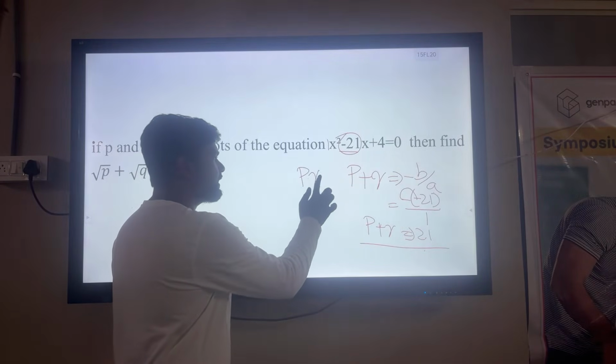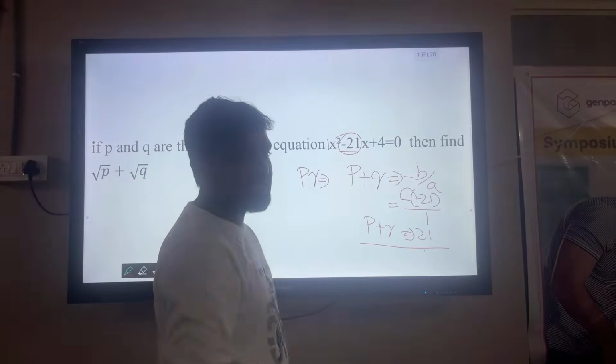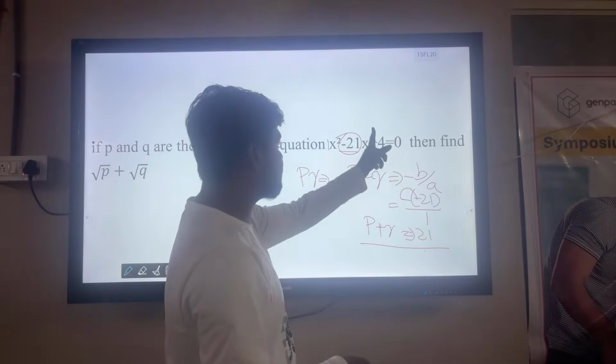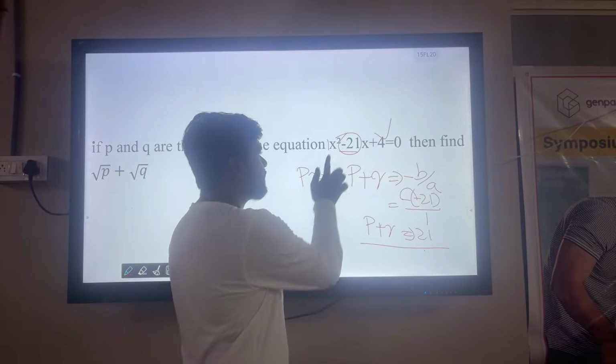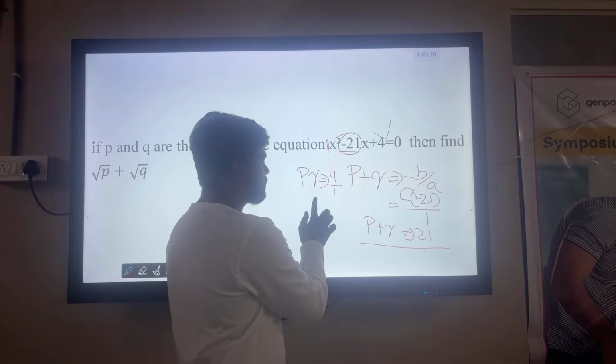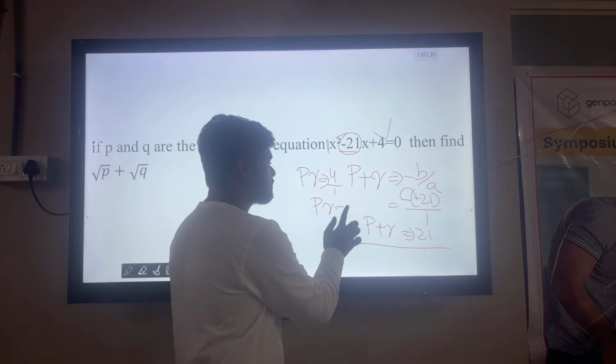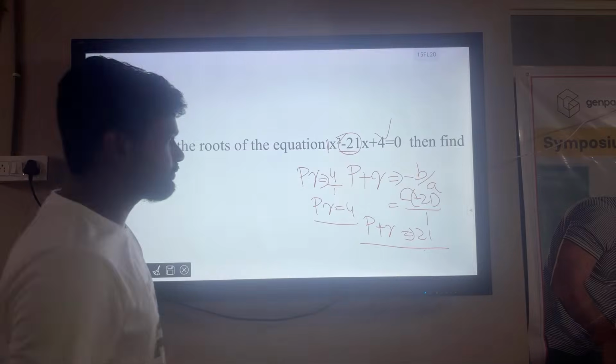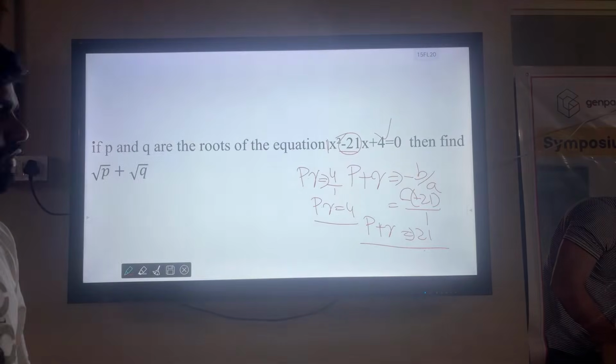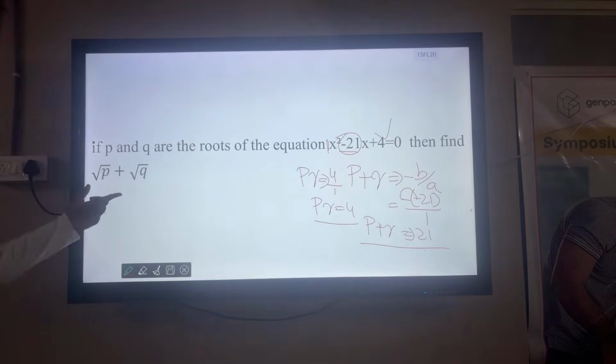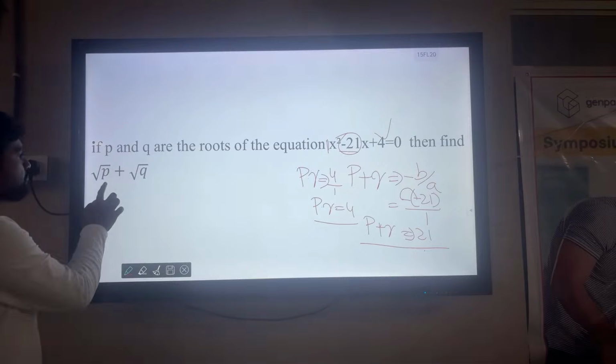And the product of the roots is nothing but P into Q, which is C by A. What is the C value? 4, divided by the A value, 1. So the product of the roots is equal to 4. So they are giving you the expression root P plus root Q.